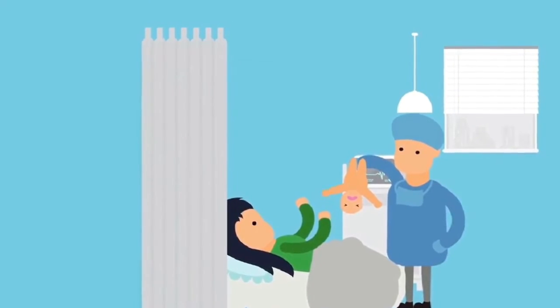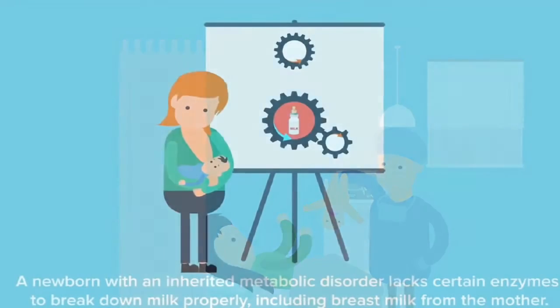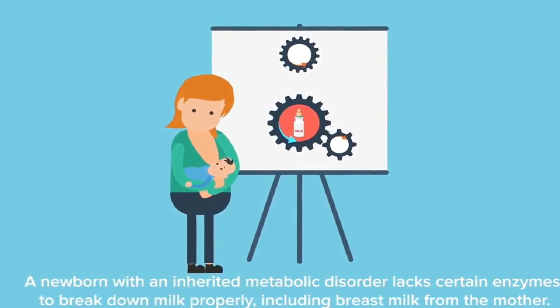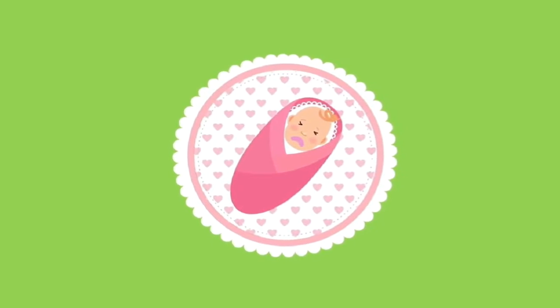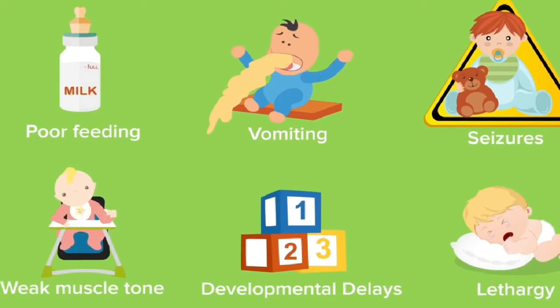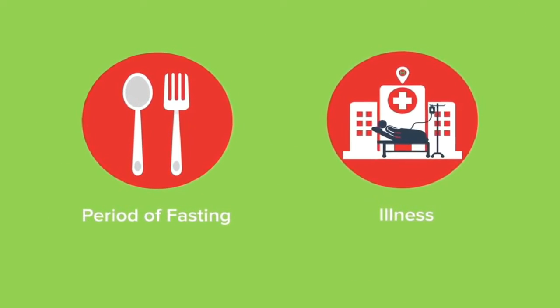A newborn with an inherited metabolic disorder lacks certain enzymes to break down milk properly, including breast milk from the mother. The affected baby becomes sick with various symptoms, for instance, poor feeding, vomiting, seizures, weak muscle tone, developmental delays, and lethargy. Sometimes, the symptoms may not appear at birth or may appear only when triggered by a certain situation, for example, a period of fasting or illness.